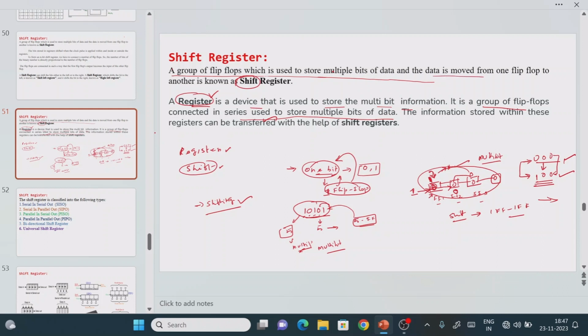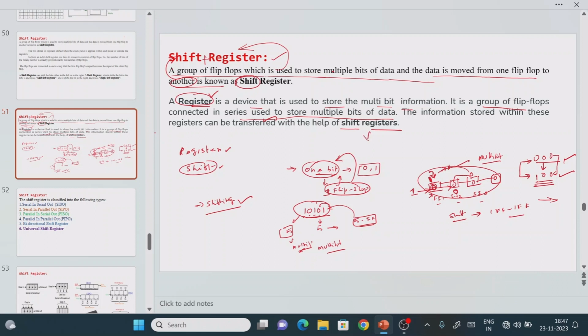And the data or information is moved from one flip-flop to another flip-flop, right? The moving can be performed by the shift, then the information will be stored by the register. So shifting plus storing is what we call the shift register operation, right? So I hope you understand the meaning of register and the meaning of shifting operation.